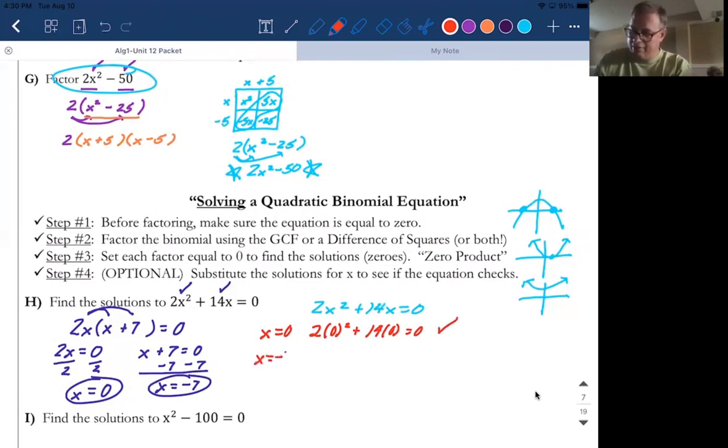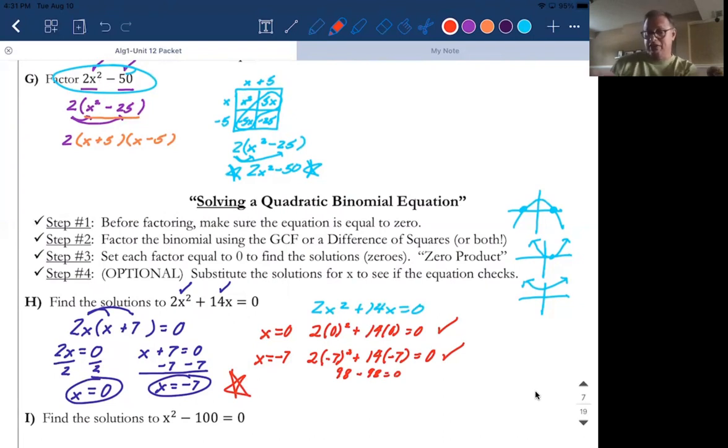Let's try -7. So 2 times -7 squared plus 14 times -7, that should equal 0 as well. Okay, some bigger numbers here, but you'll get the idea. -7 times -7 is 49. 49 times 2 is 98. 14 times -7 is -98, and that equals 0. So, checks.